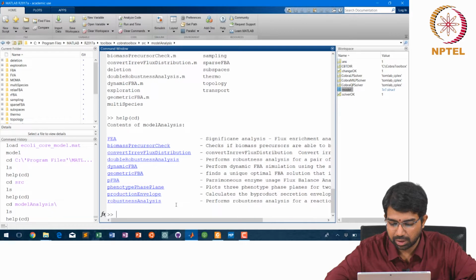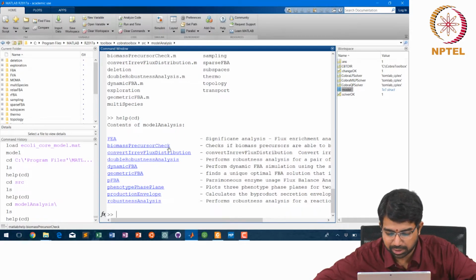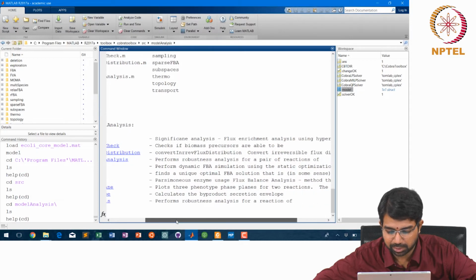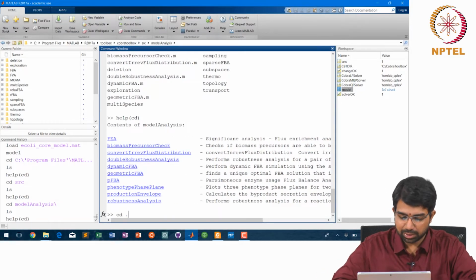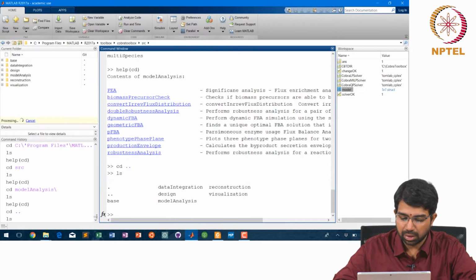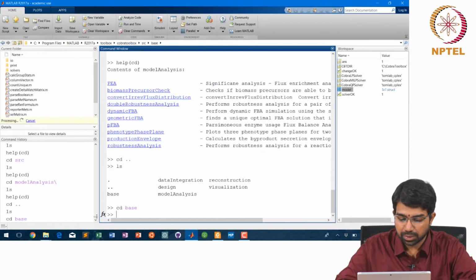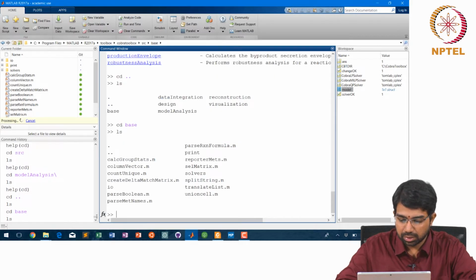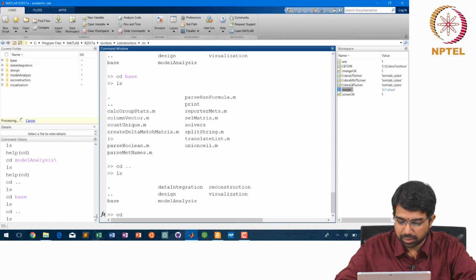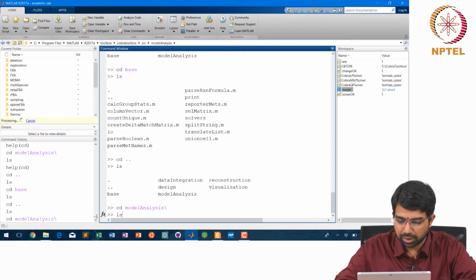This tells you a bunch of interesting methods. There is flux enrichment analysis, dynamic FBA, geometric FBA, phenotype phase plane analysis, and so on. But the one useful thing here is biomass precursor check, which lets you know if biomass precursors can be produced and so on. We will come back to this in a moment. I am just trying to give you a feel for the COBRA Toolbox. So, this has some basic functions for parsing and things like that. modelAnalysis is a very useful folder.